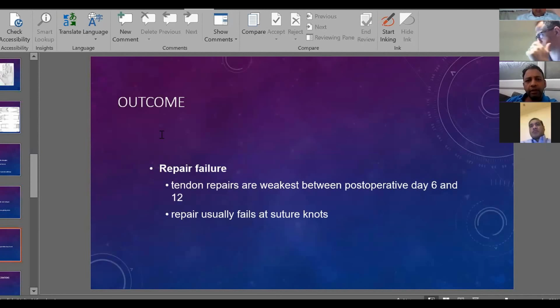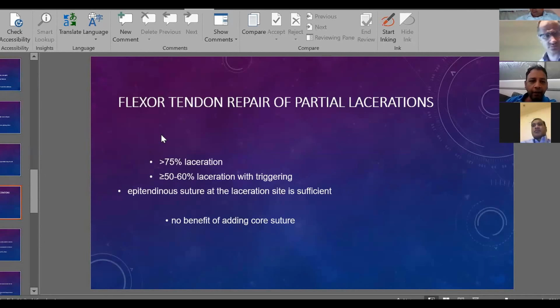Repair failure is a concern. Usually tendon repair is weakest between day 6 and day 12, and usually repair fails at suture knots. And gap formation is very important in the repair failure. I will come to that a little bit after a few slides. But let me finish this.